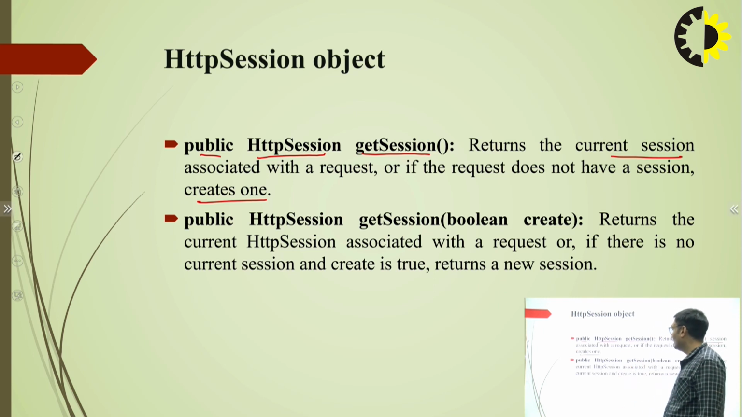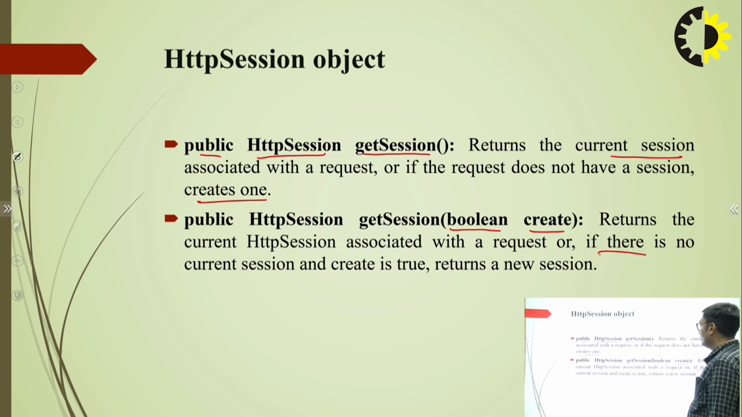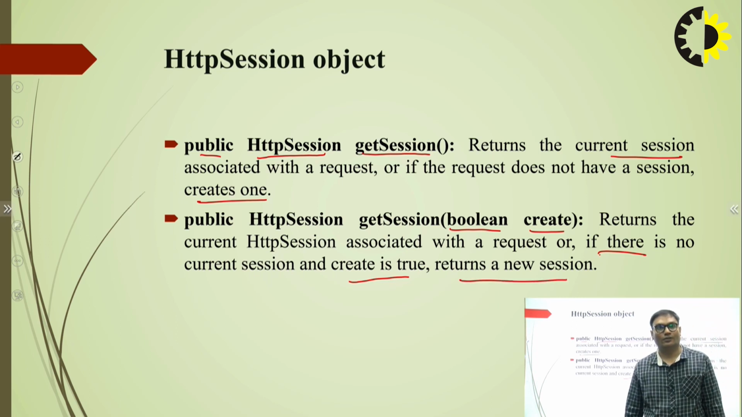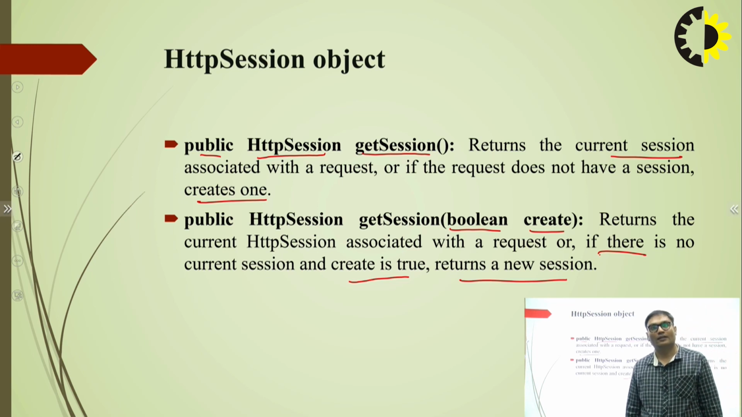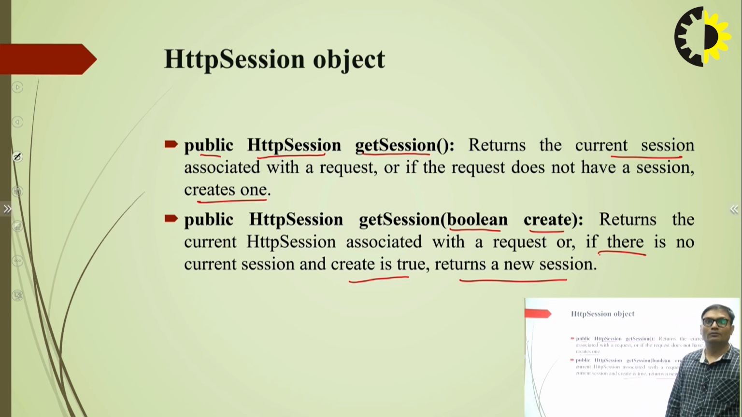There is another method that can be used to create the session, which takes an argument, boolean create. It will return the current session associated with the request, or if there is no current session, it will create one when the value is true, and it will return a new session. So both methods can be used to create the session. If there is no session, then it will create one. So the first time there will be no session ID, then it will create one. One method has no argument, and the other has this argument.